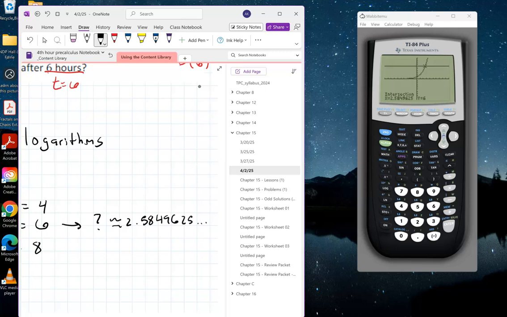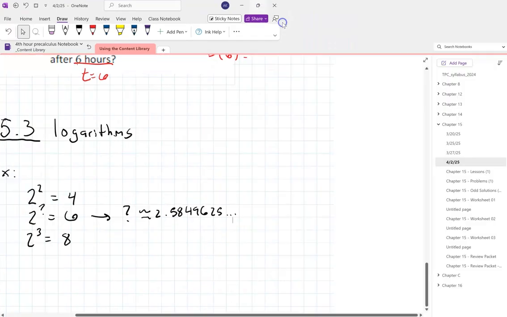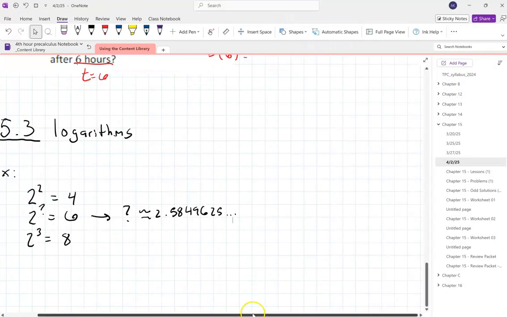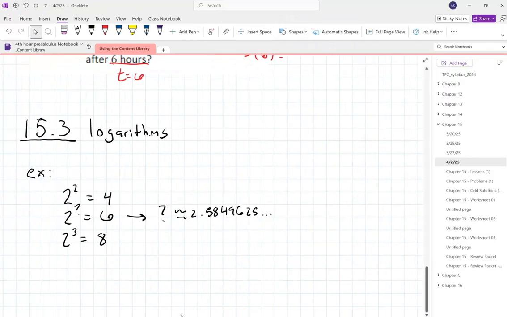.5849625 yada yada yada. It's kind of a surprising result if you think about it. Like, I have that crazy looking decimal to give me an integer number, right? And in fact, this isn't just a crazy decimal. This is an irrational number, right? Like one of those decimals that goes on forever and there's no repeating pattern to it.